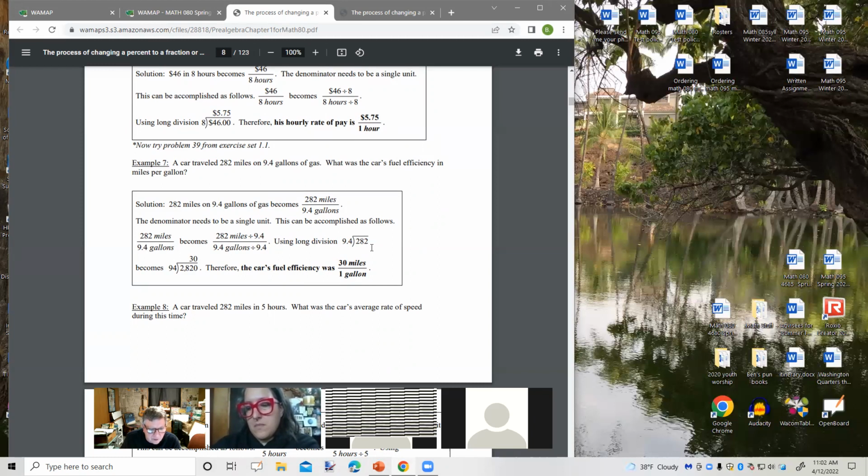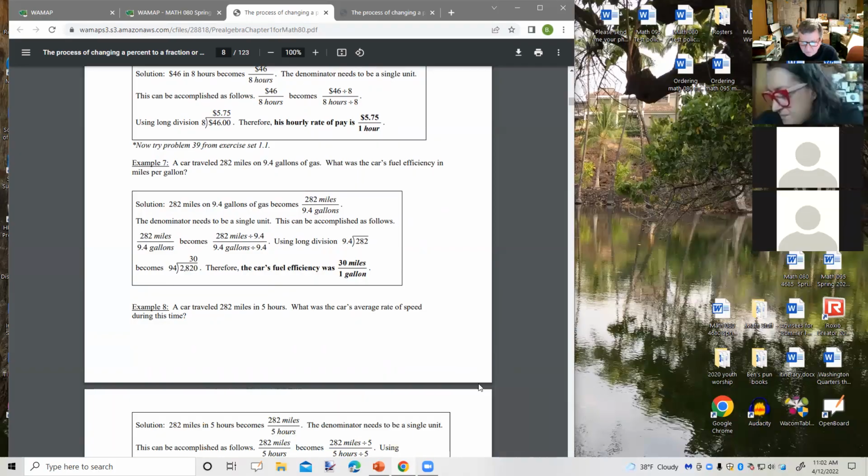Now, I didn't cover this yesterday. I don't know if you know this from the past, but when you're dividing and you've got a decimal number on the outside, you have to get rid of that decimal. So we have to move the decimal point 1 place to the right to get 94, which means we also move inside 1 place to the right, which adds a 0. Okay, any questions about that? 94 divided into 2,820 is 30. So therefore the car's fuel efficiency is 30 miles per gallon. Any questions about that? Okay.